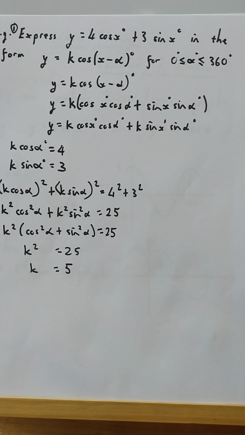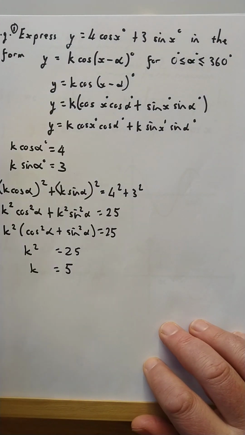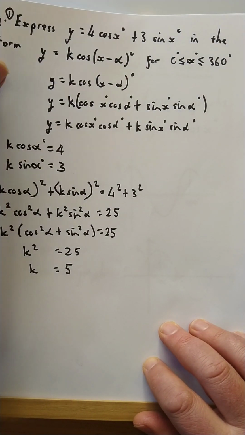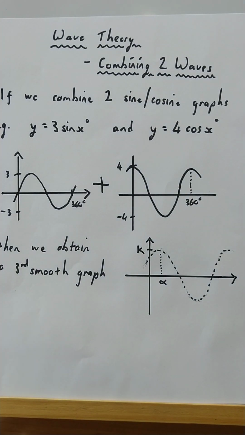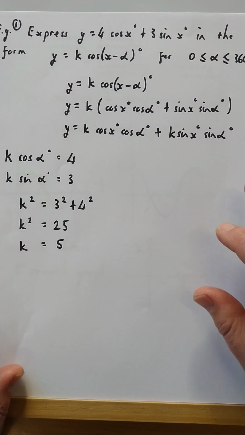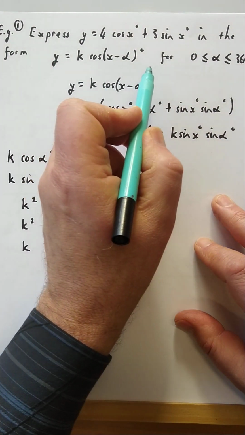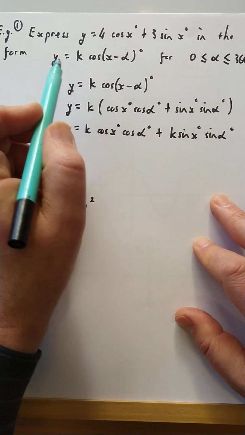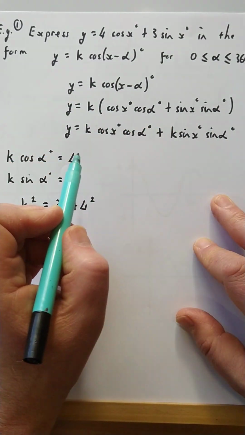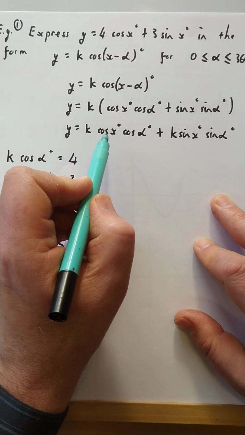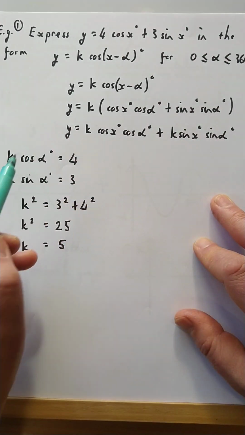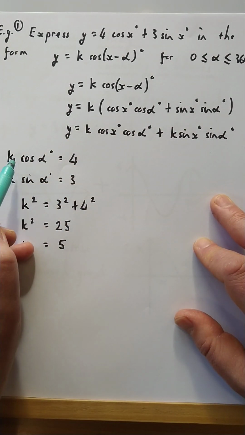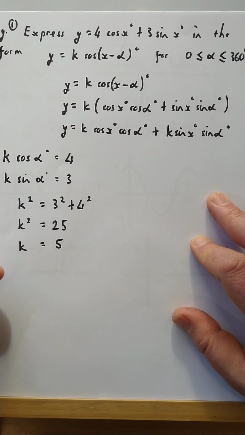Now, if at this point there's a slight panic going on and you think, I don't want to remember all that, you don't need to. All we need to produce in the exam is this. I start with the format that the question said. I substitute in the formula and get my coefficients for cos x and sine x, and I write those down, k cos alpha and k sine alpha.